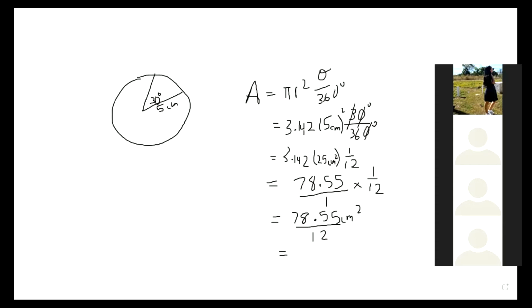All right, let's do it now. Let's divide by 12 and see what we get. We get 6.5. Check to see if you get the same thing. If I go to 1 decimal place, I get 6.5 centimeters squared. I notice that my problems are rounded to the nearest centimeter, so I'm going to round this off to 7 centimeters squared. Keep it in line with what's in my problem.